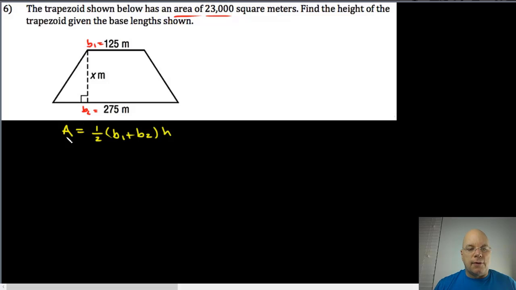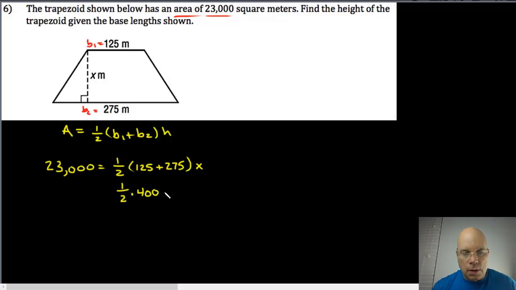Okay, we know the area, so I don't have to write A. I can write the value of the area, which is 23,000. And that's equal to 1/2 multiplied by, I'm going to substitute 125 for base 1, plus base 2, which is 275. And we're multiplying that by the height, which is unknown, so that's our unknown x. The sum of 125 and 275 is 400. Multiplied by x, that equals 23,000.